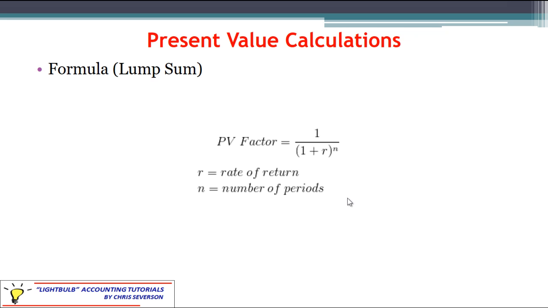This is the actual formula if you want to calculate this rather than using a table or Excel. The present value factor. So in other words, this factor is what we multiply every dollar by to figure out what percentage, so to speak, is present value. To calculate this, we take 1 and divide it by 1 plus the interest rate, and we take that 1 point whatever to the nth power, n being the number of periods.